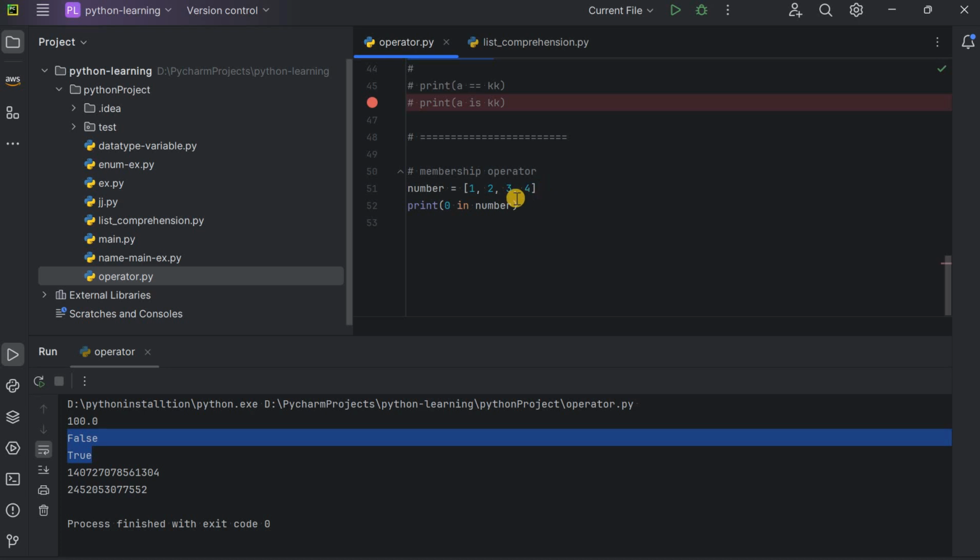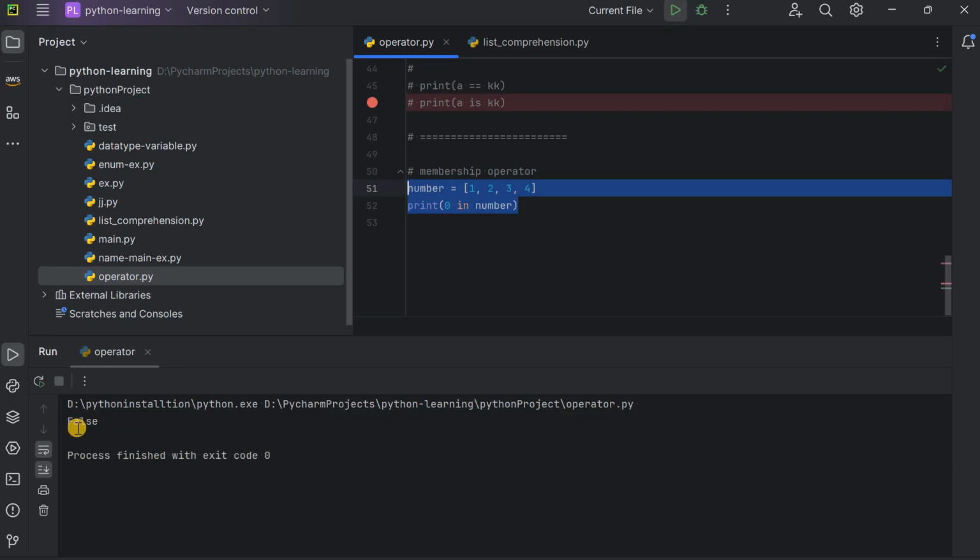We have numbers, it's a list, right? So membership operator, like in, or we can use not in, right? I have printed 0 in numbers. 0 does not exist in the numbers list, right? So the output is false. True and false. If I say 1 in numbers, yes, it exists, so that will be true.